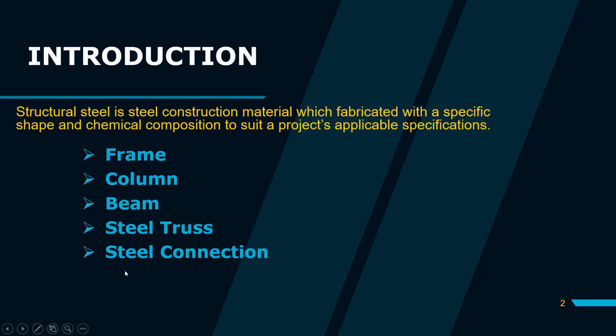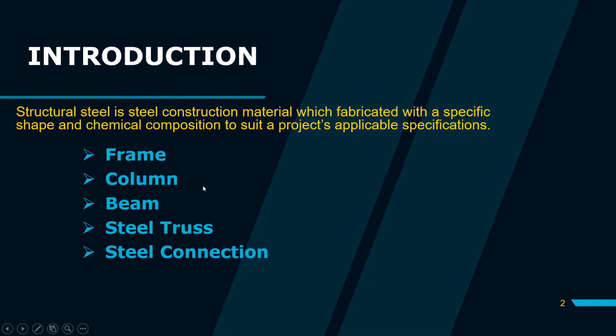For the introduction, structural steel is a steel construction material fabricated with a specific shape and chemical composition to suit a project's applicable specification. Depending on each project's applicable specification, the steel section might have various shape, size, and gauge made by hot or cold rolling. Others are made by welding together flat or bent plates. Common shapes include the I-beam, HSS, channel, angles, and plates.